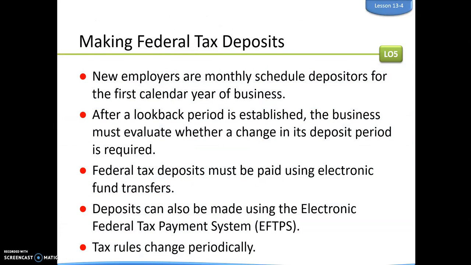Making federal tax deposits. New employers are monthly scheduled depositors for the first calendar year of business. After a look-back period is established, the business must evaluate whether a change in its deposit period is required. Federal tax deposits must be paid using electronic fund transfers. Deposits can also be made using the electronic federal tax payment system. And tax rules do change periodically.